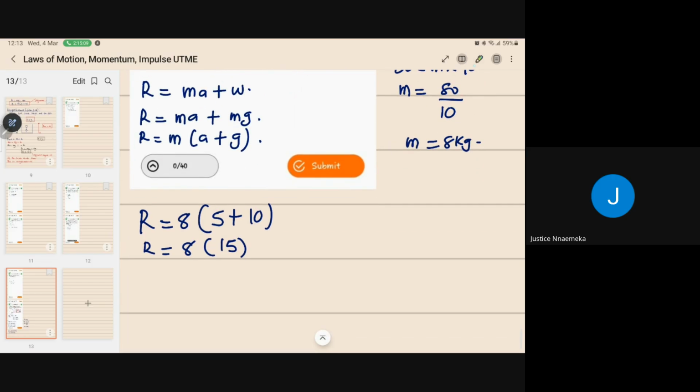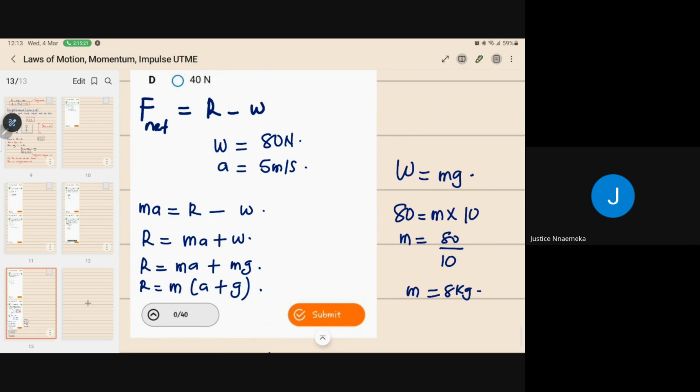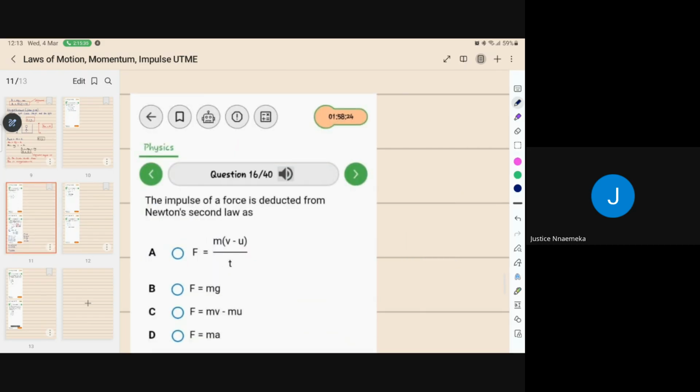So that the resultant force is equal to 120 Newton. 8 times 15 gives us 120. Everybody, does it make sense? So what I did was to get the value of my M. Everybody, makes sense, right? Okay. I sure do hope it makes sense for everybody.